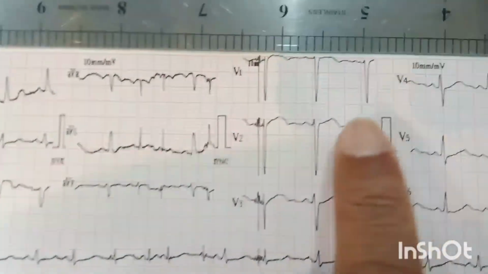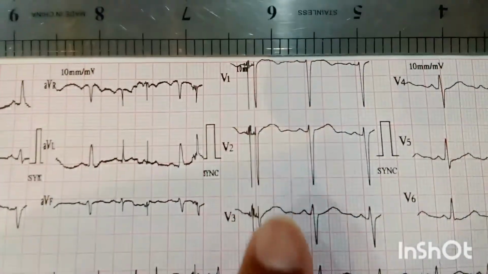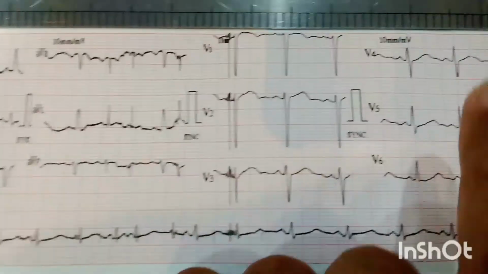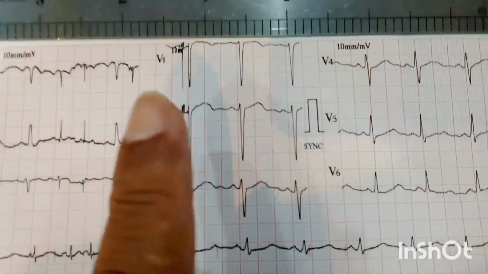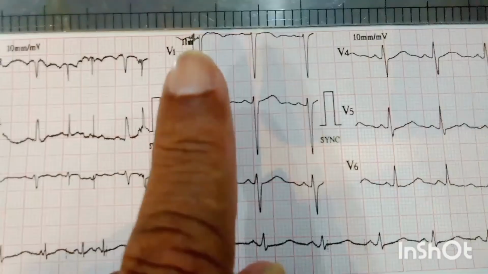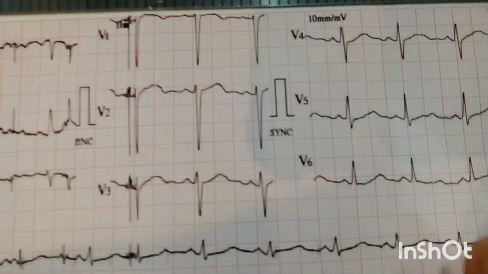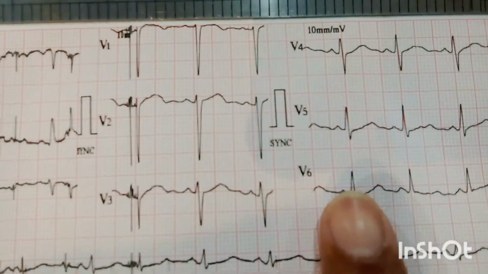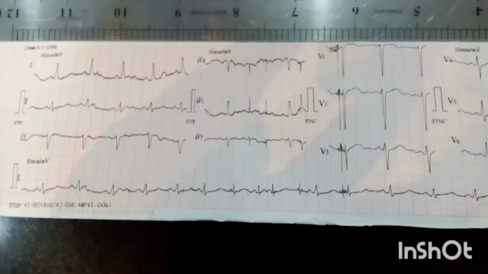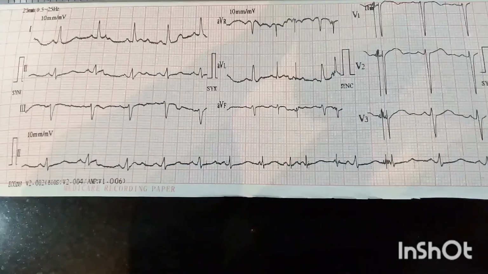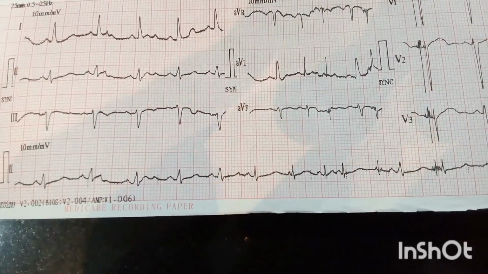We can see, yes, progression of R wave from V1 to V4, V5 and V6. This is normal phenomena. Progression of R wave from V2 to V6. This is graphical representation of electrocardiographic electrical activity of the heart.